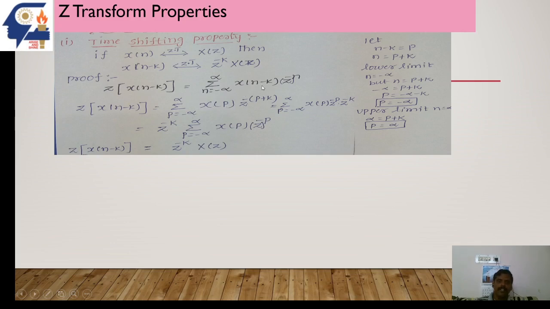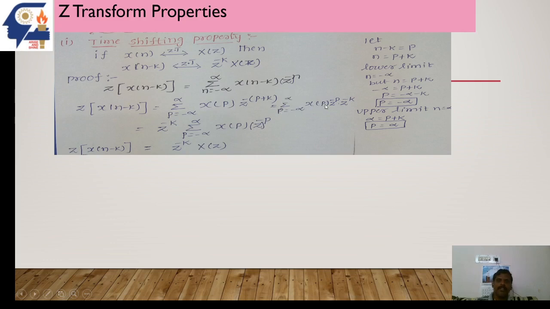x of n minus k, which I assumed as p, so replace with p. For z power minus n, I am going to replace n with p plus k. So it is z power minus of p plus k. You can write it separately: z power minus p into z power minus k. The bases are equal, so if you add the powers, you get the same term. Because this summation is in terms of p, the summation is p varying from minus infinity to plus infinity. This is x of p.